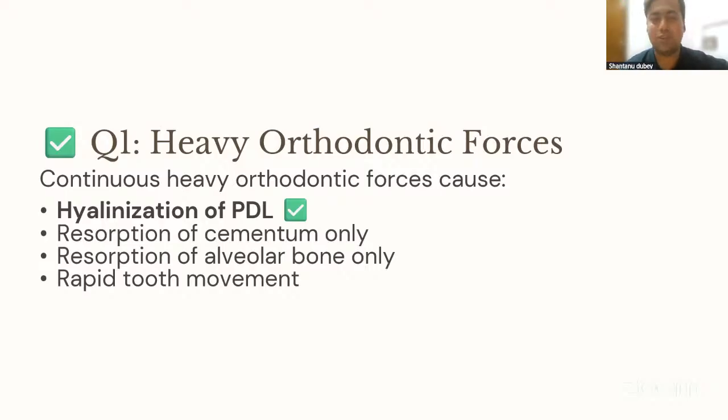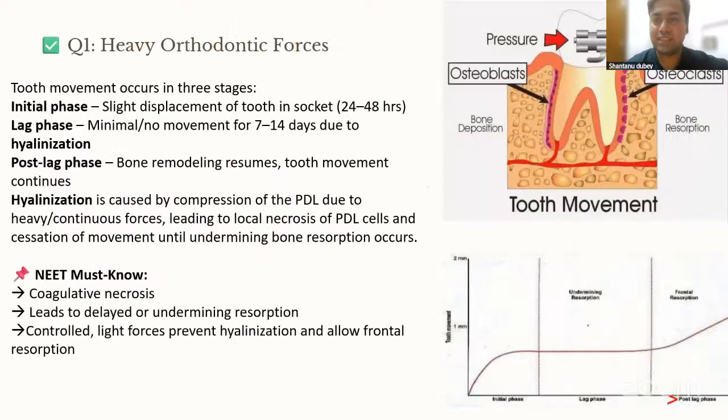But of course, if you have studied well, you would already know the answer, which is hyalinization of the PDL. So let's understand some basic concept behind it. The concept is very easy. Whenever a force is being applied, there is a pressure side and a tension side, right? We already know that on the tension side there is formation of osteoblasts, and on the pressure side there would be formation of osteoclasts. The osteoclast, as the name suggests, would resorb the bone, and the osteoblast would deposit the bone.